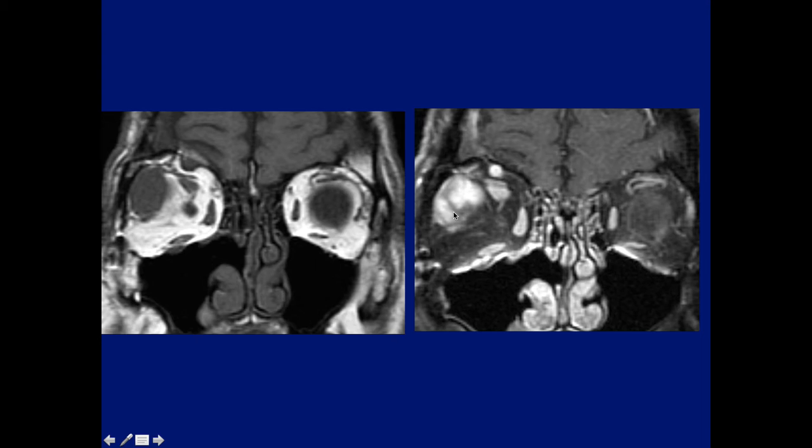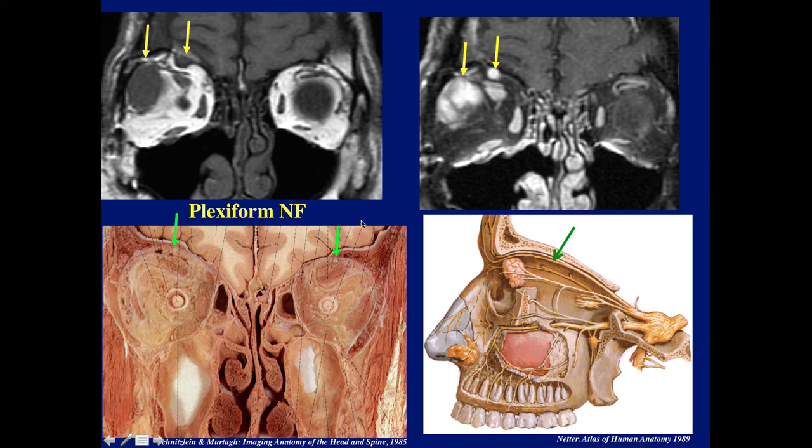Notice the enhancement of this mass, enhancement of the supraorbital nerve. This was a plexiform neurofibroma in an NF case. And again, supraorbital nerve. This was just a mass in the orbit. Again, you can see on this specimen, here are the supraorbital nerves. And this is that enlarged one.